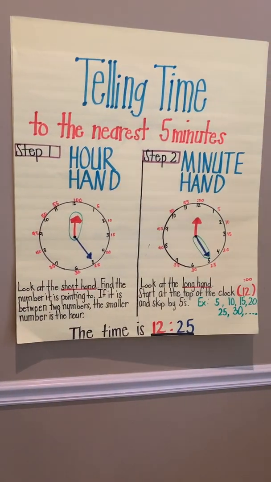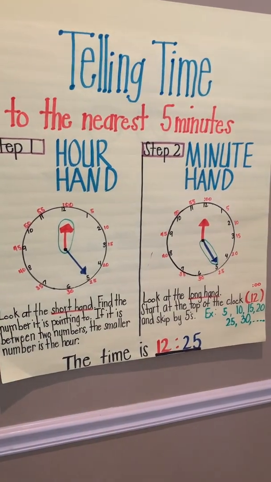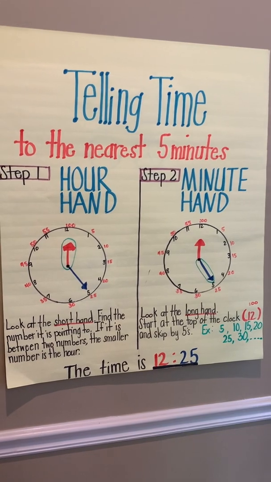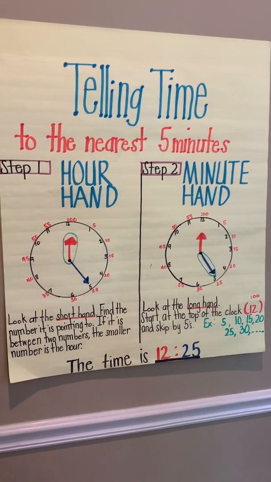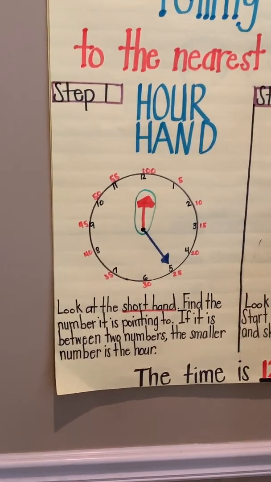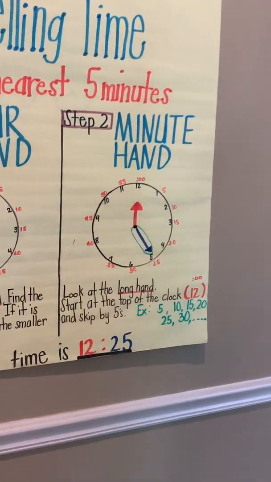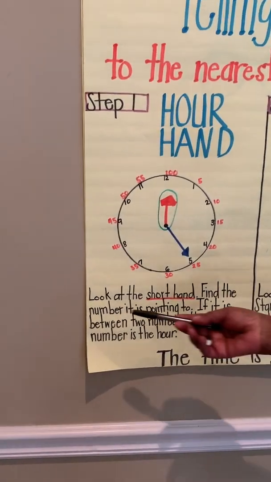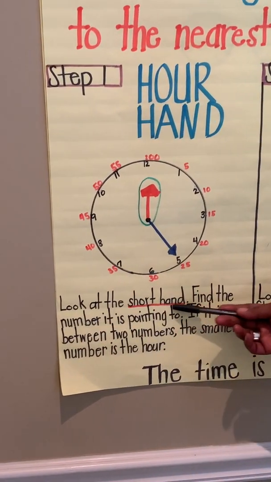Okay, so now, let's go ahead and look at our anchor chart on telling time to the nearest 5 minutes. So we have 2 steps. Our first step involves our hour hand. And it says that the hour hand is the short hand.